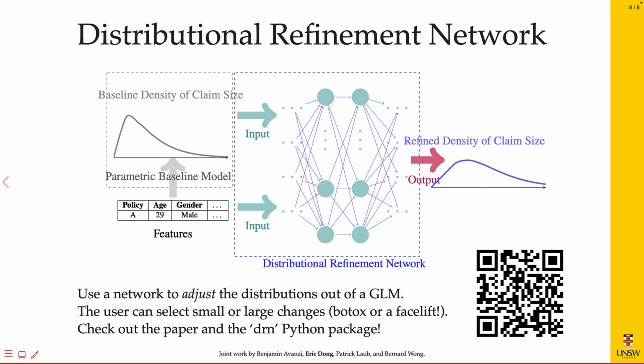Any questions for Patrick? Thanks for your talk. I was wondering how the Distributional Refinement Network actually improves on the GLM. Which hidden features does it capture that the normal estimation process of the GLM does not capture?